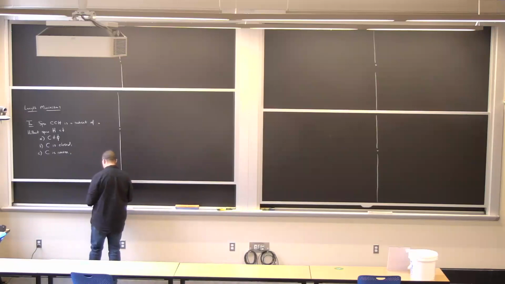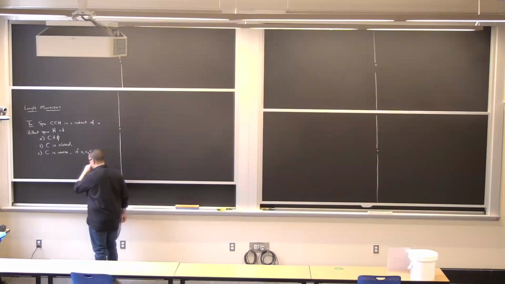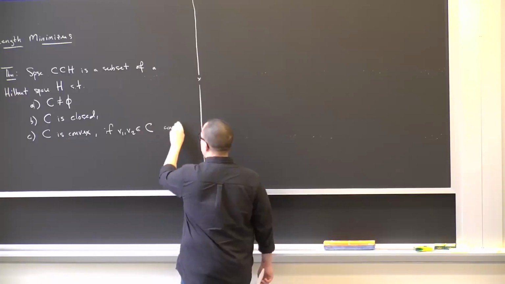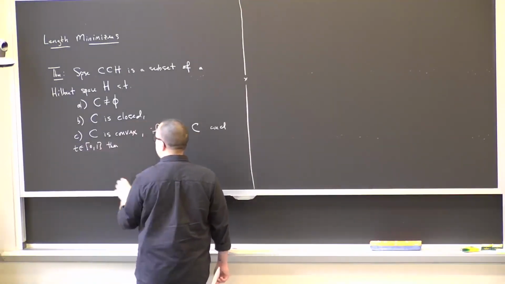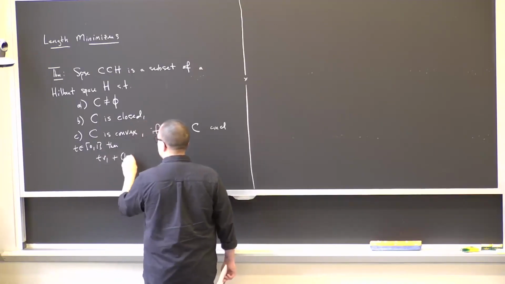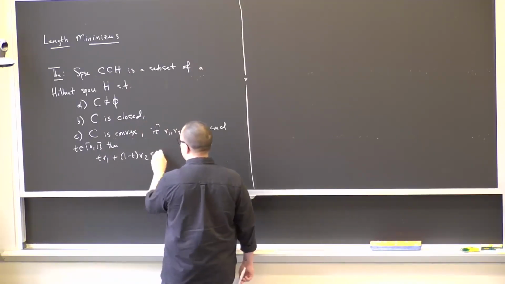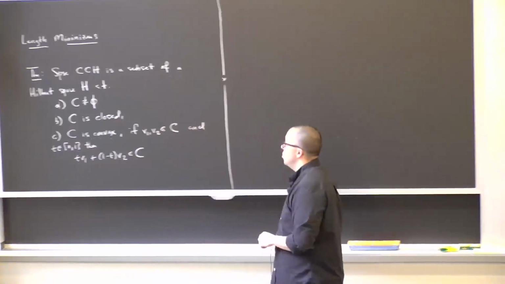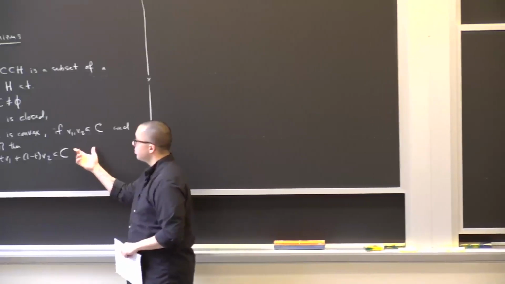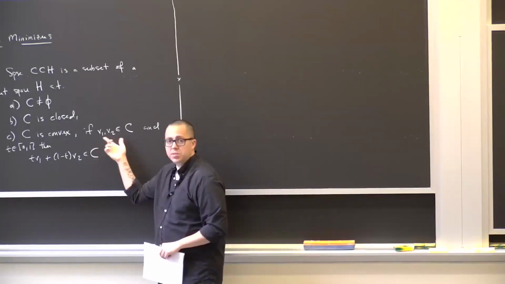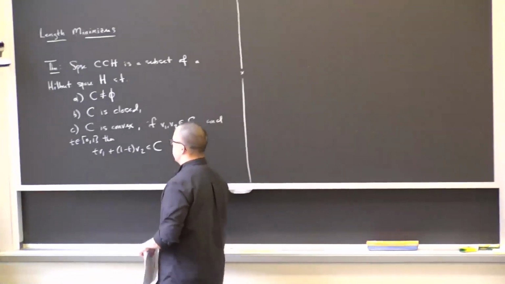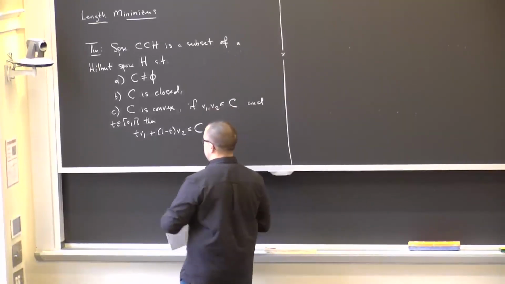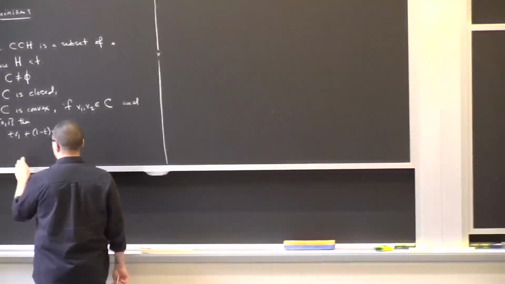This means the following, that if V1 and V2 are in the subset C and t is in [0, 1], then t V1 plus (1 minus t) V2 is in C. Okay? So another way of stating this last condition is that for any two elements in C, the line segment from V1 to V2 is contained in C, right? So this is nothing but an element on the line segment joining V1 to V2.